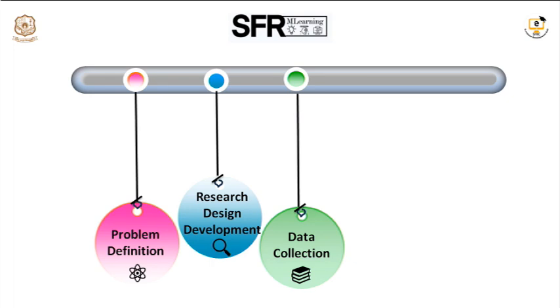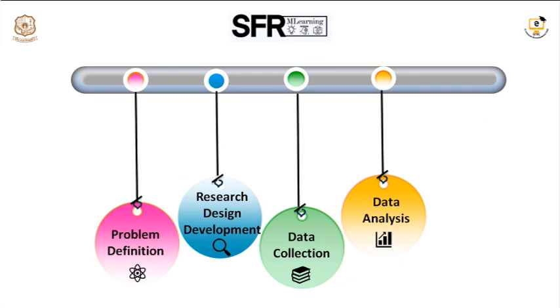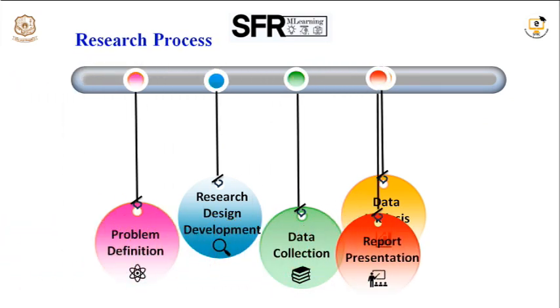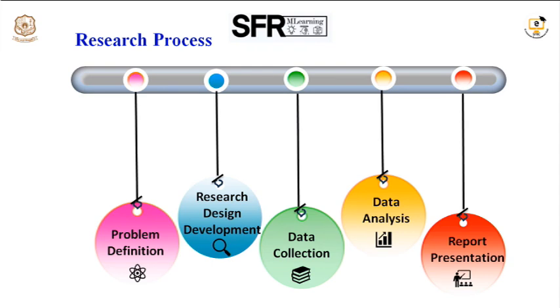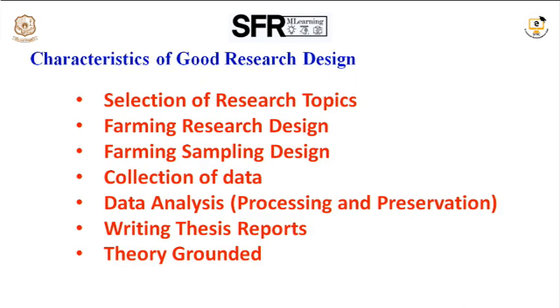That is, the data which is collected is then analyzed for the fourth step, which is called data analysis. At the end of this, the fifth step, after arriving at a conclusion, the report of the researcher is to be prepared and then finally presented. Now, let's see the different characteristics of good research design.